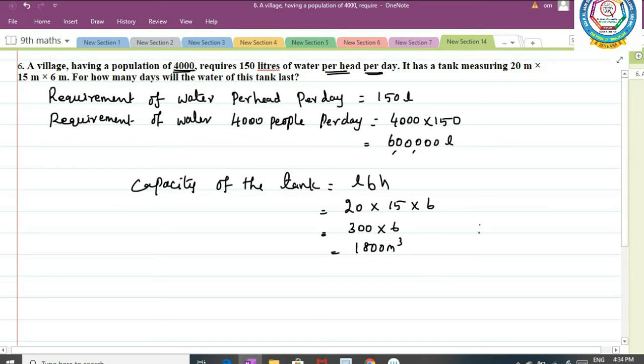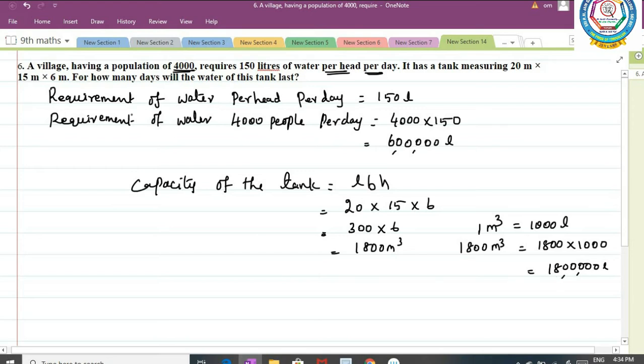We know that 1 meter cube equals 1000 liter. Here how many meter cubes are there? 1800 meter cube equals 1800 into 1000. That is equal to 18, then remaining you can add 5 zeros directly. So that is equal to 18 lakh liters.